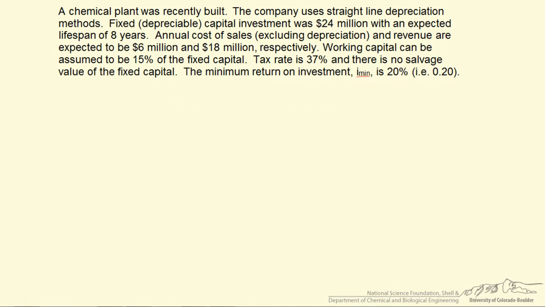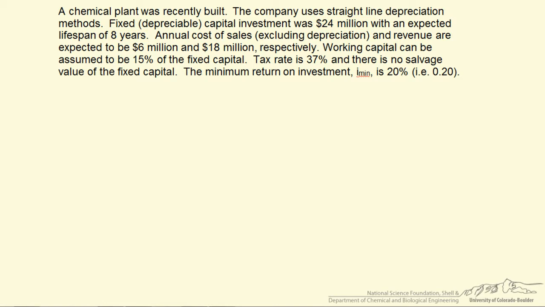So let's look at the following example where we have a chemical plant that is built and we're told to use straight line depreciation methods. Depreciation is the reduction of the value of an asset that you have. In most cases, depreciation is something that you could use as a write-off on taxes. We're told to use straight line depreciation, and we have a fixed depreciable capital investment of $24 million that has a lifespan of 8 years.